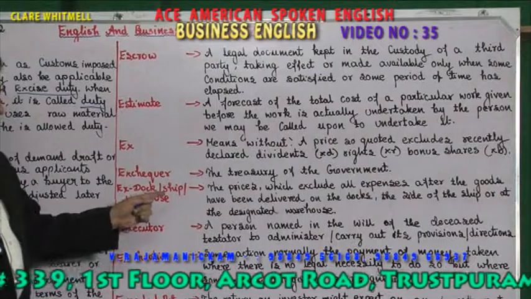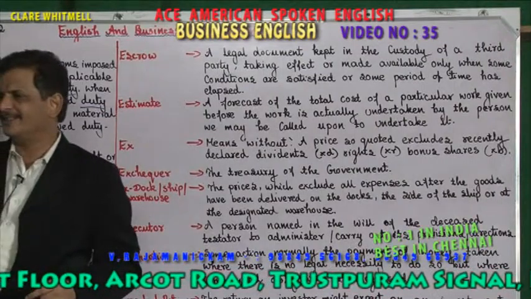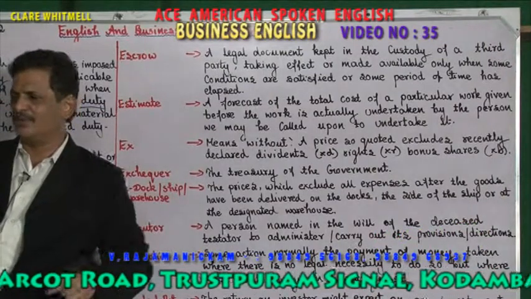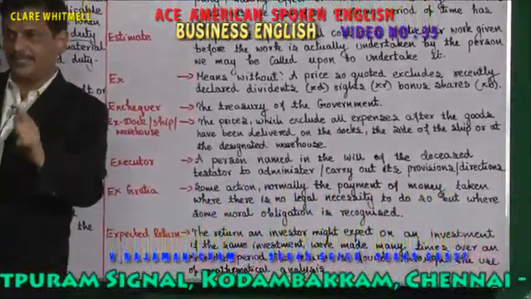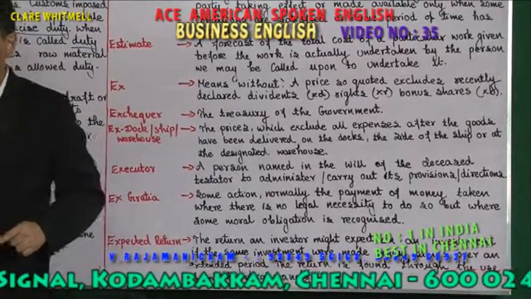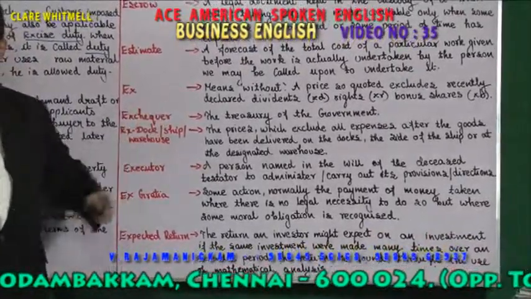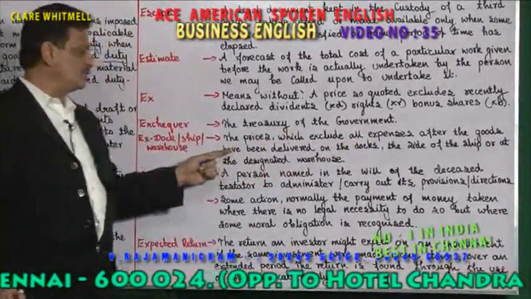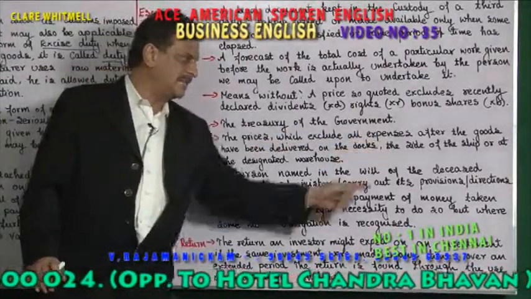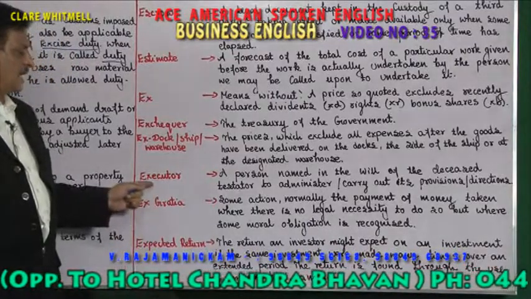Dock ship warehouse. What do you mean by warehouse, sir? You keep certain things, right? You are exporting certain goods, right? The goods are kept in a place. It is called warehouse. Dock ship, ship warehouse: the prices which exclude all expenses after the goods have been delivered on the docks, the side of the ship or at the designated warehouse.